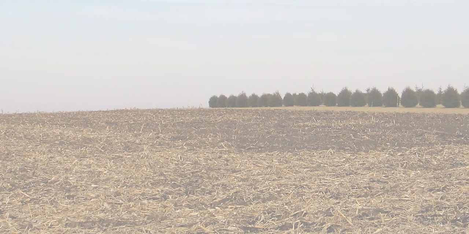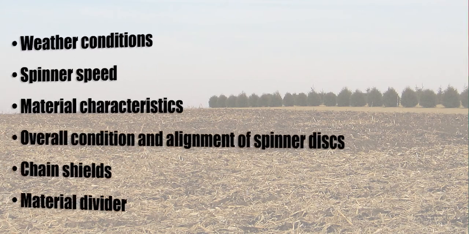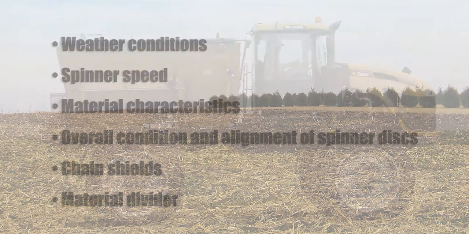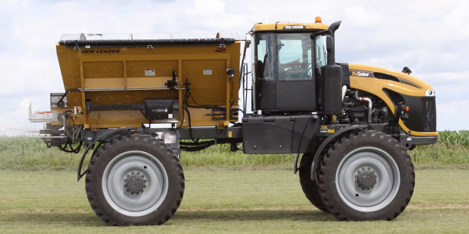Spread patterns can be affected by many factors including weather conditions, spinner speed, material characteristics, and overall condition and alignment of spinner discs, chain shields, and material divider. The spreader must be in good mechanical condition and properly adjusted before testing.